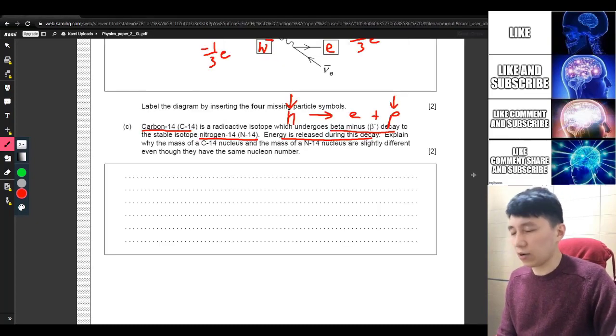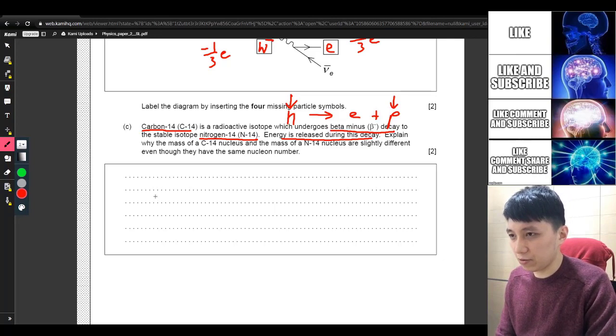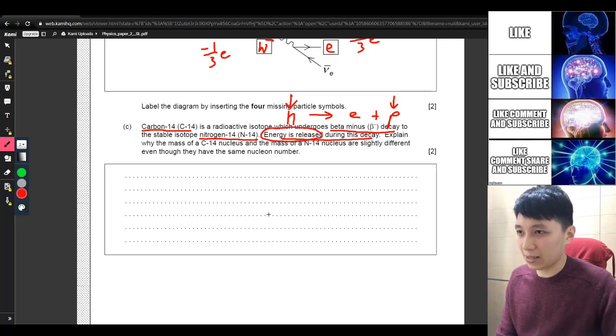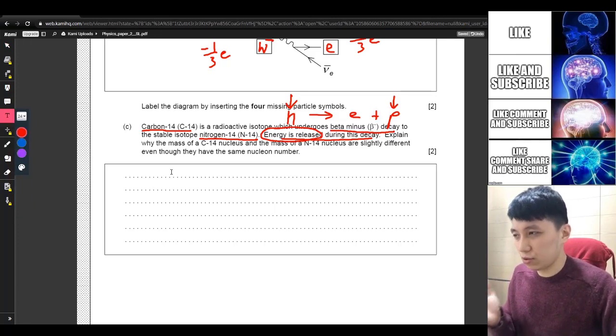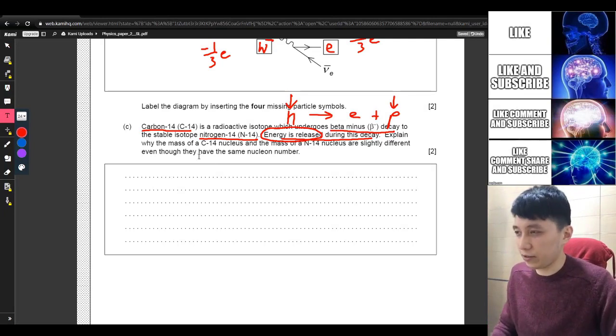That's why it's different. So I think this could be one way to explain. The other way to explain should be something to do with the binding energy. Since he said there's energy released, right? Then there must be mass defect. So I guess that would be the second approach that I would prefer, because I feel this is what they are looking for, to be honest.